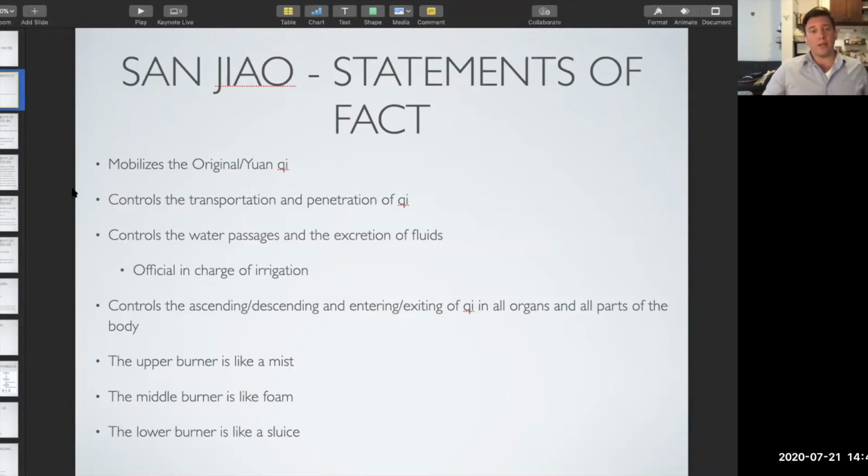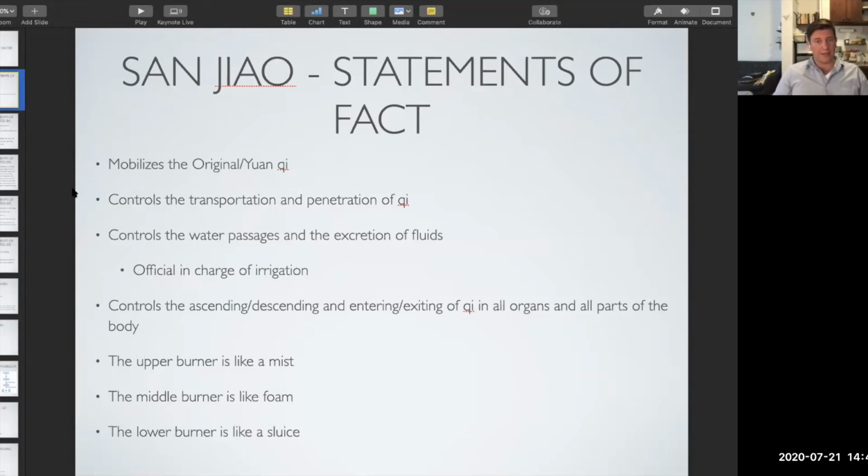So the Sanjiao mobilizes the original or yuan qi. When we say mobilize in this case, it's kind of the pathway through which it travels. So when we say a spark comes up from the kidney to the heart to aid in the creation of blood, the way that it travels to the heart is through the Sanjiao. The Sanjiao is that which is going to carry it up there.